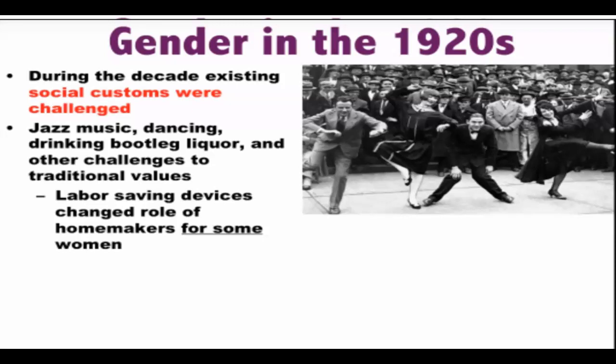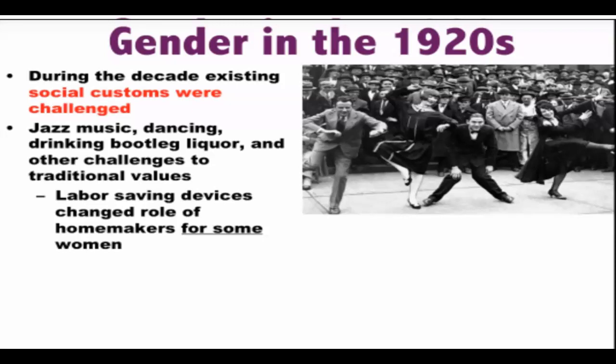Remember I said this was a decade of challenges. It was a decade of contradictions. It was a decade of also youth challenging the older part of America, the older generation. We had new things like jazz music and dancing and drinking illegal alcohol. Remember, this was, again, the decade of Prohibition. These were people that were challenging the traditional values in American society.